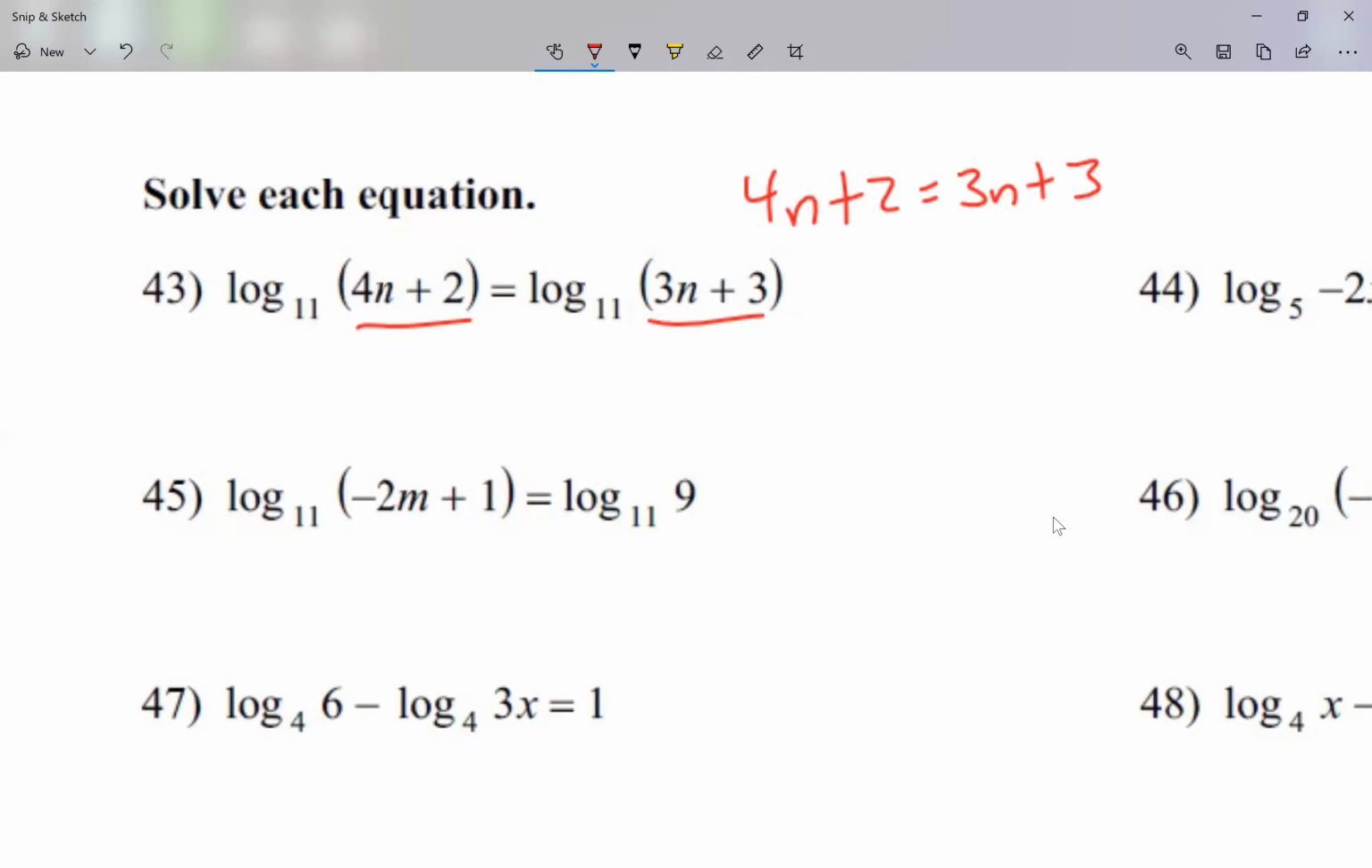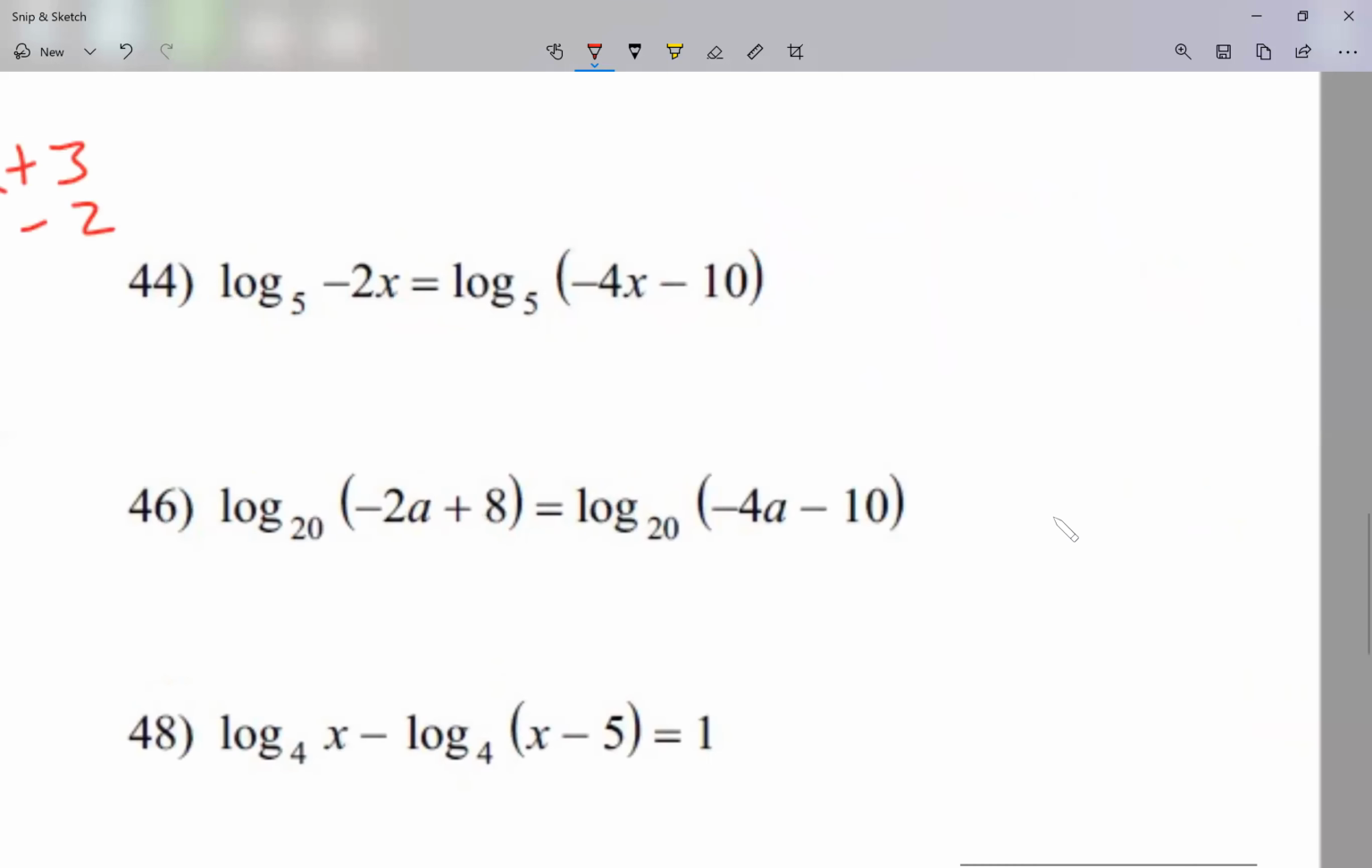Okay, so let's see. Let me separate them through the equal sign. I want the n's together, so the 3n, let me move it to the left side. And then the plus 2, let me move it to the other side. Don't forget that we switch signs whenever we move from one side to the other. So here on the left, I see 4n minus 3n, so n equals. Now on the right side, I see a positive 3 minus 2. That's 1. So n is equal to 1.